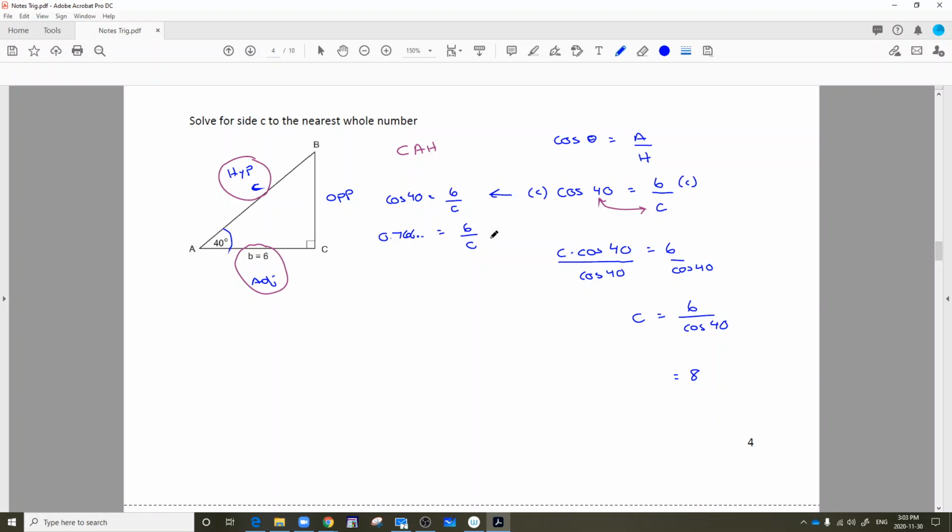Awesome, so hopefully you're feeling pretty confident with your trig ratios, either to use them to solve for an angle or to use them to solve for a side. And don't forget that Pythagorean theorem exists. If you know two sides, you can always find the third using Pythagorean theorem.